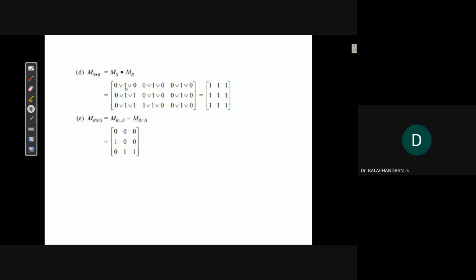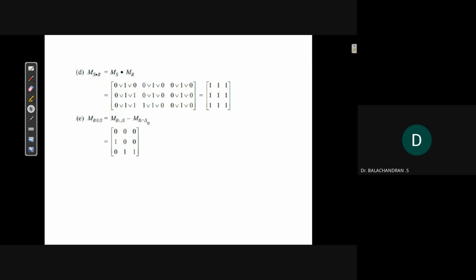In matrix multiplication, first you will multiply and then you will add. So instead of multiplication, you should use what? And then for addition here you should use what? OR.